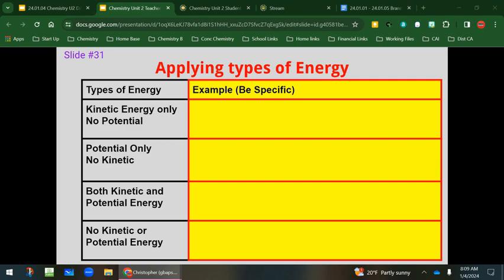Potential only, no kinetic boost. Potential only, no kinetic. What'd you have? Okay, the poster's in the room. Good, perfect. All right. Brianna, Jacqueline, pick any one.